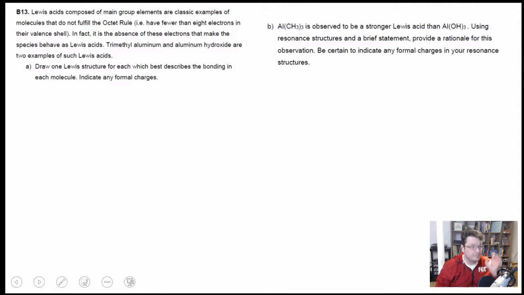Do for that one, B13. So I think this is more of a conceptual one. I think that people had some difficulty and challenges with it.